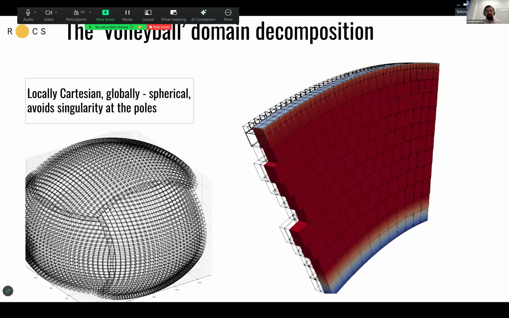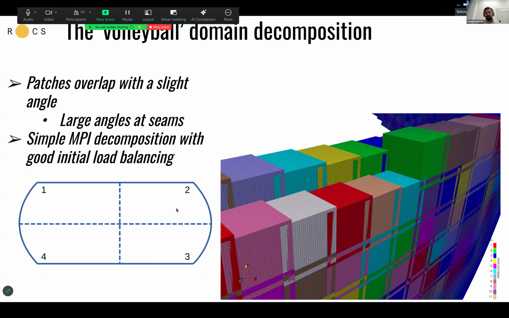The only complication is, of course, the seams, where overlaps are really large. Otherwise, they have tiny overlaps with each other. So we interpolate in space and time with rotation matrices. And as a volleyball decomposition, it also has a very nice side effect that having 6 faces, it's relatively simple to decompose it with a really good initial load balancing. If we split each of the 6 faces into as many MPI domains as we need.